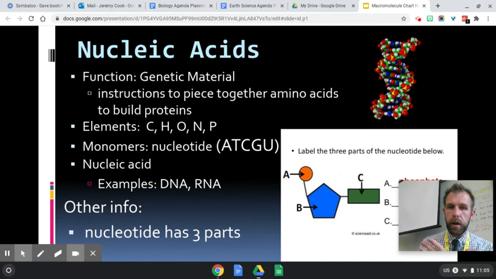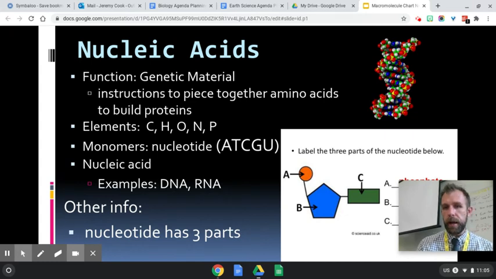Uracil is only found in RNA. Thymine is only found in DNA. The examples, obviously, again, are DNA and RNA. If you break down or spell out those entire names, DNA is deoxyribonucleic acid, and RNA is ribonucleic acid. I also expect you guys to know the 3 parts of each nucleotide.